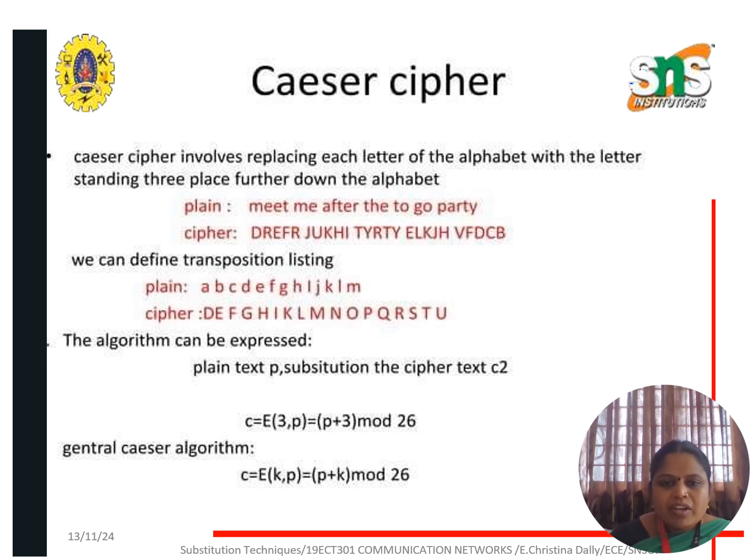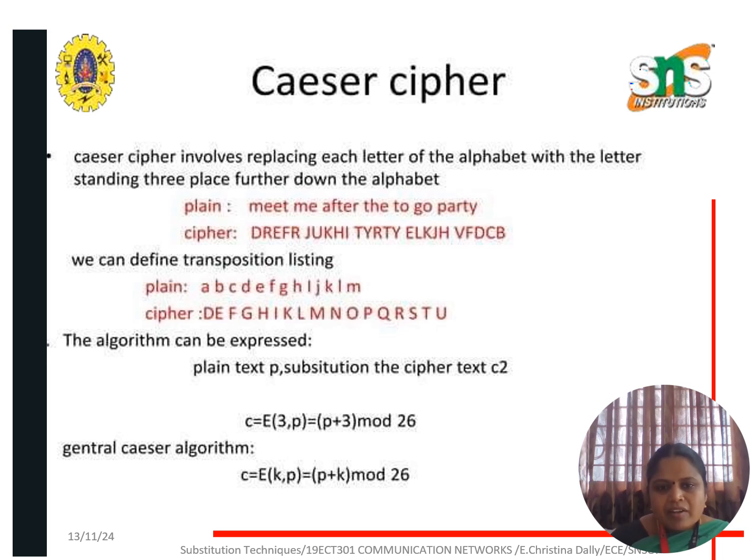The first one is the Caesar cipher. We just replace each letter with the letter three places further. For example, suppose the plain text given is "meet me after the toga party". The formula used is C = E(3, p) = (p + 3) mod 26. We are just replacing with the letter three places down.